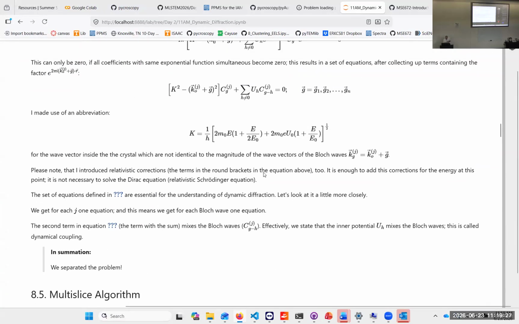Not sure where we have that. So this is just the first term here. How can I?